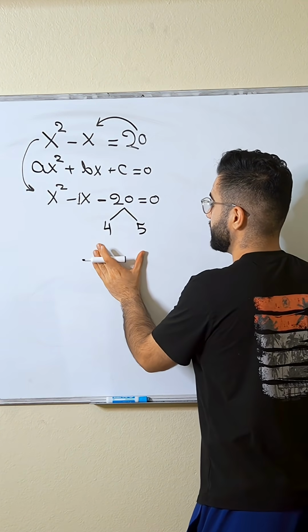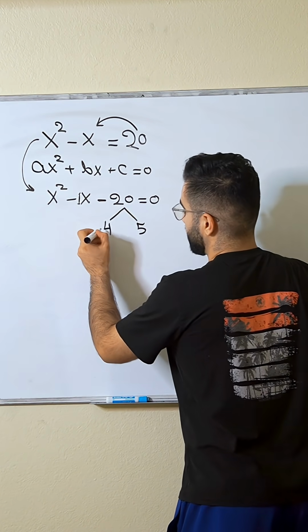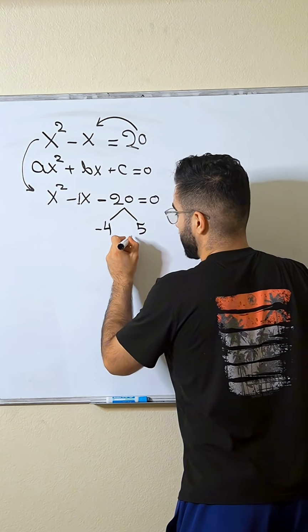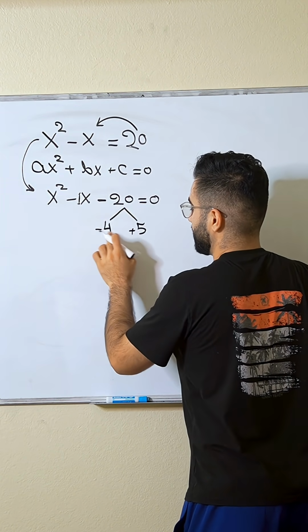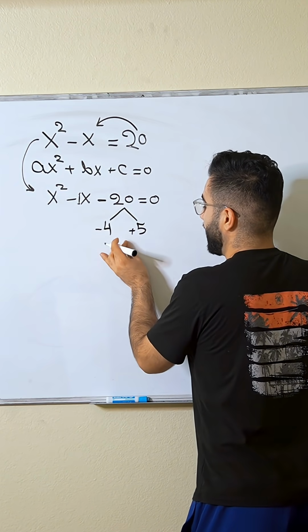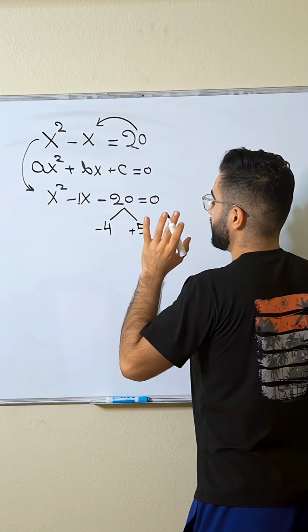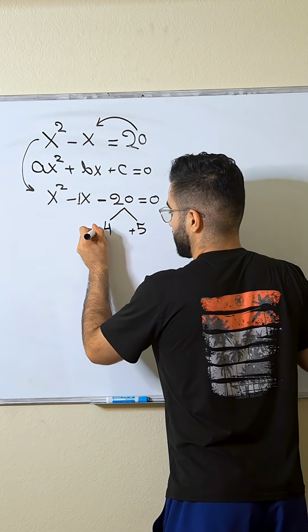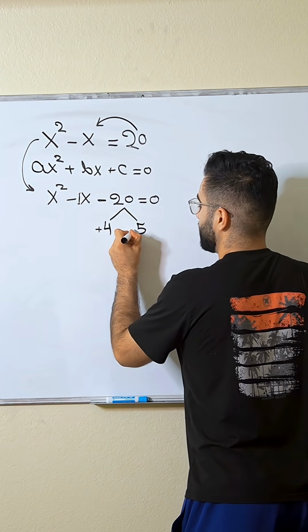But remember the sign for it. Which one is negative, which one is positive? So if I get the 4 negative and 5 positive, 4 times 5 is 20. Negative times positive is negative, right? But when I add them together, it's going to be positive 1, but I need a negative 1. So I have to change the signs. So this has to be positive 4 and negative 5.